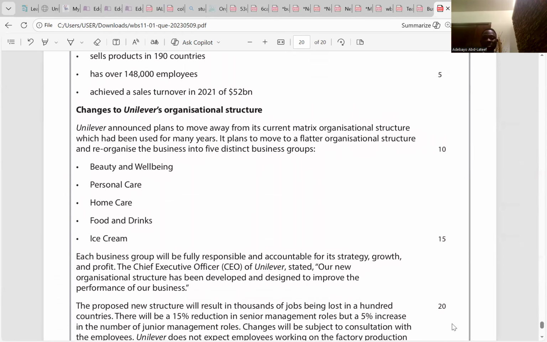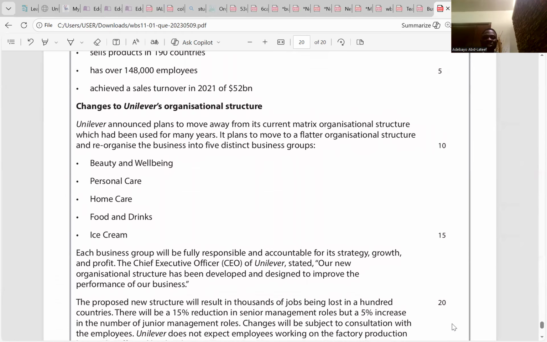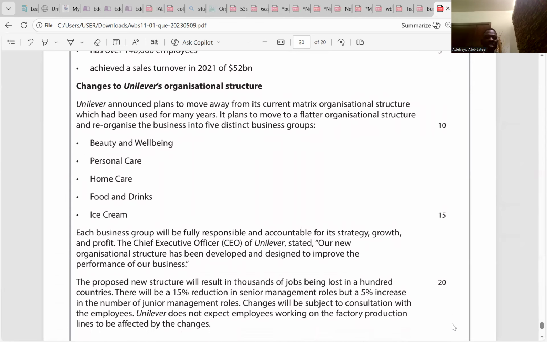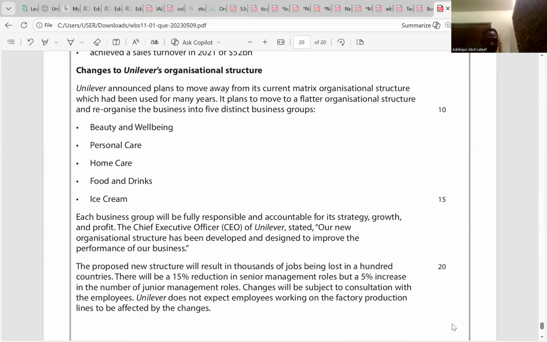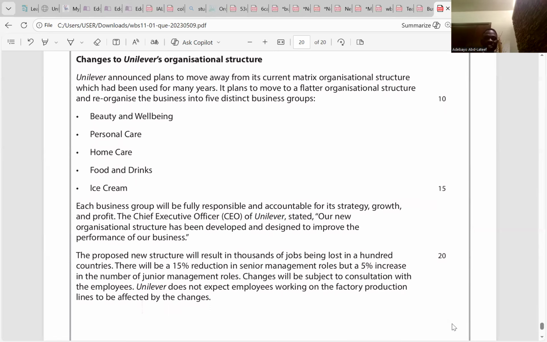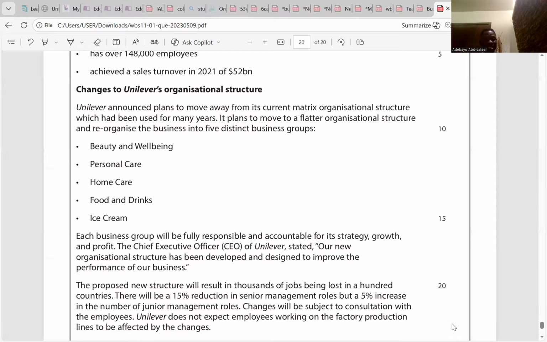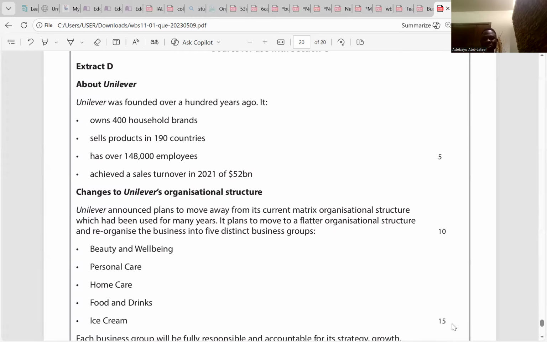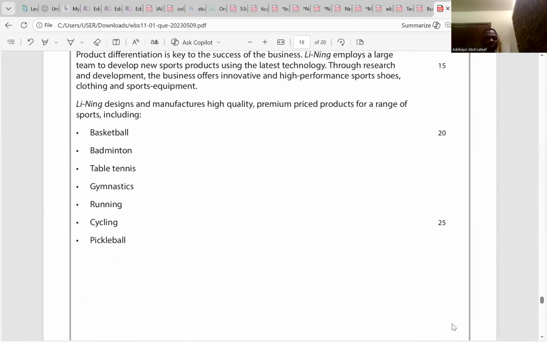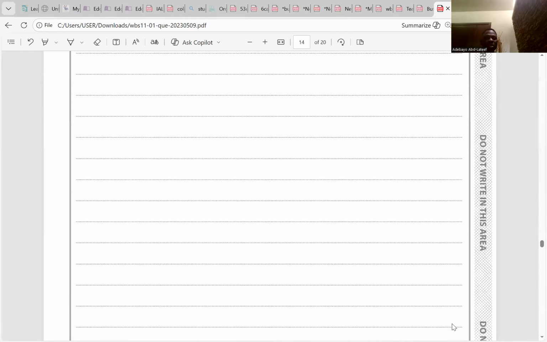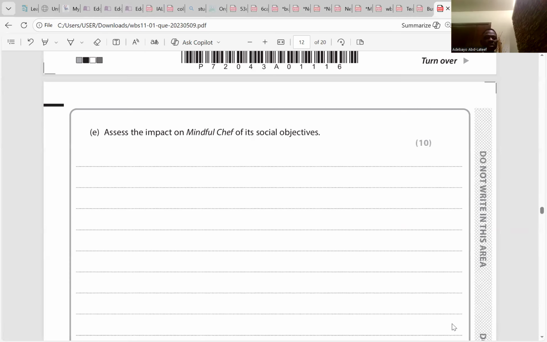Changes in Unilever's organizational structure: Unilever announced plans to move away from its current matrix organizational structure, which has been used for many years. It plans to move to a flatter organizational structure and reorganize the business into 5 distinct business groups. That is its transition from matrix to flatter organizational structure. So let's go back to the question.